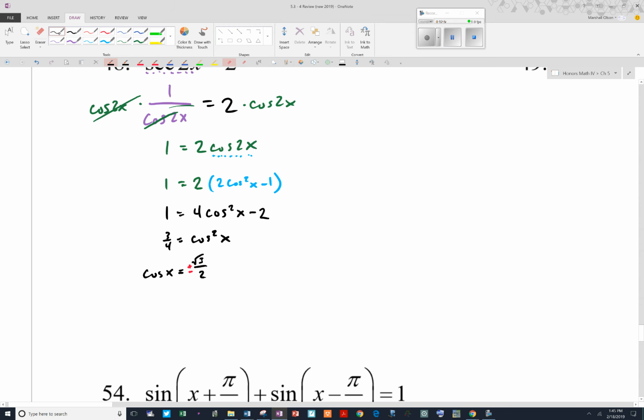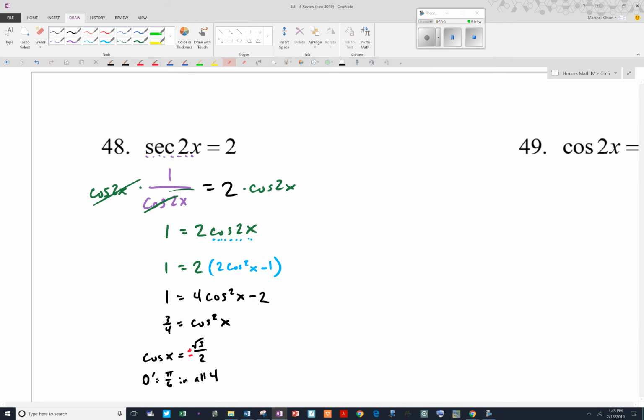All right, so what angle has a cosine value of square root of 3 over 2? Well, I'm just going to use a reference angle here. Theta prime is going to be pi over 6 in all 4. All right, so we know we're going to have all 4 angles going around the unit circle.